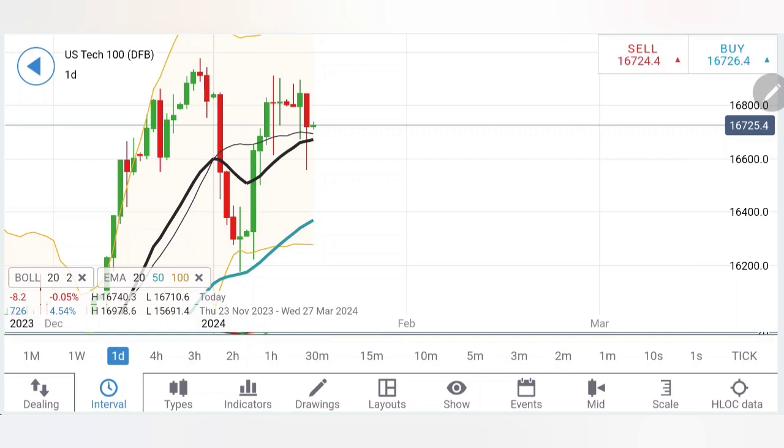On the downside, I will recommend you to sell here at the 16,700 zone, but 16,700, 680, very strong support exists there. Then 16,650, below which certainly more bears will take over. Take your trades accordingly. Now let's have a look at Dow Jones.